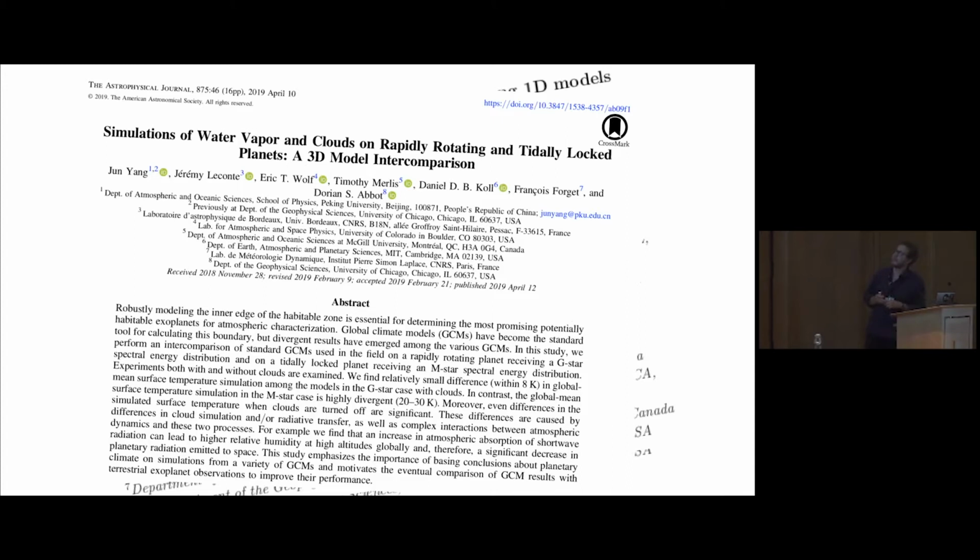And so one of the results of this intercomparison was that maybe some significant differences between the models are due to, I can read it: for example, we find that an increase in atmospheric absorption of shortwave radiation can lead to higher relative humidity at high altitudes globally, and therefore a significant decrease in planetary radiation emitted to space. So clearly, there is a strong variability between one model and the other due to the different spectroscopic coefficients or absorption coefficients for molecules such as water vapor.